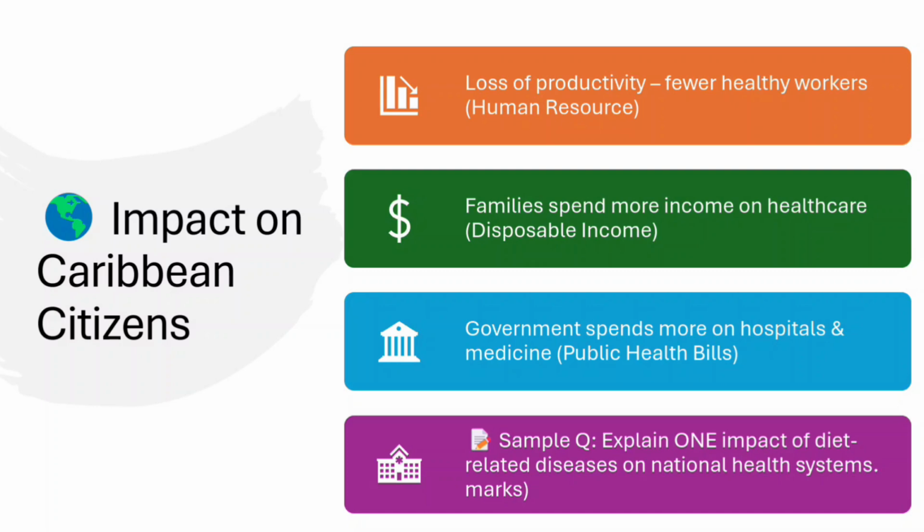Now, a sample question could be, explain one impact of diet related diseases on national health systems. Now, this question is drawing our prior knowledge based on what we just discussed, right? Now, a sample ideal response could be, one major impact of diet-related diseases on national health systems is the increased cost of healthcare. You could also say more citizens suffer from conditions like obesity, diabetes, and heart disease due to poor diets. The government is forced to spend more money on public hospitals, medication, treatment, and health education programs.